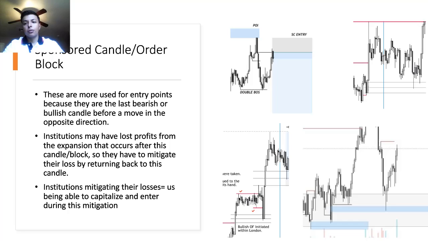And the sponsored candle in each of these examples is the really big candle that is basically right before the move to the opposite direction. So on the top left, the highest candle you could see is a sponsored candle or order block, and it was used as an entry in this case. On the top right, same thing. I don't know if you guys see it, it was the one that mitigated the previous one. That's a sponsored candle, and it worked to bring price in the opposite direction. And same on the bottom left and bottom right. And these are excellent entry points, and they have really helped me.